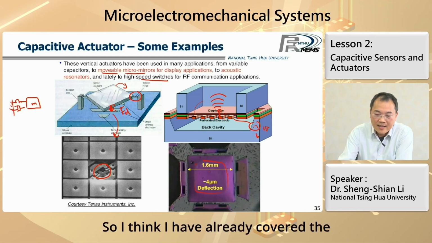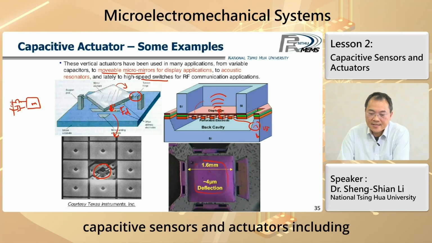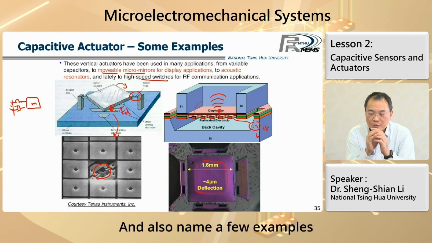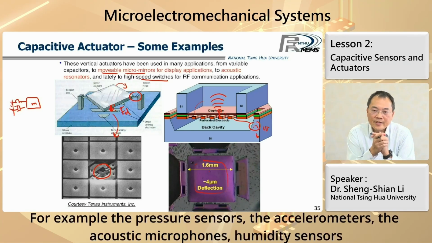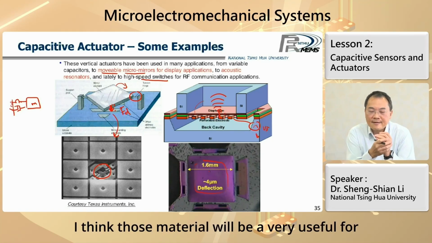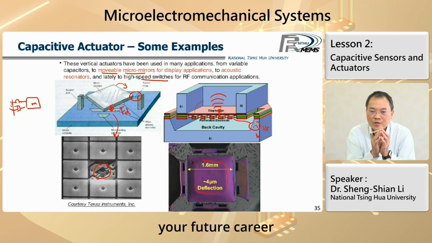So I think I have already covered the capacitive sensors and actuators, including the variant gap and variant overlap area, and also named a few examples. For example, the pressure sensors, the accelerometers, the acoustic microphone, the humidity sensor, even the actuators. I think those materials will be very useful for your future career. Thank you.